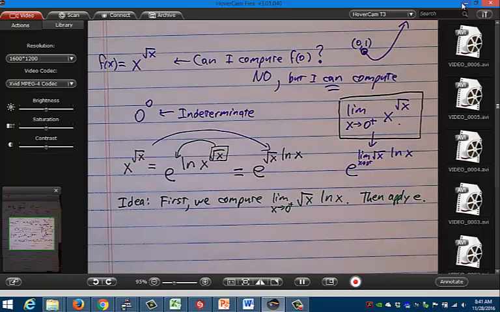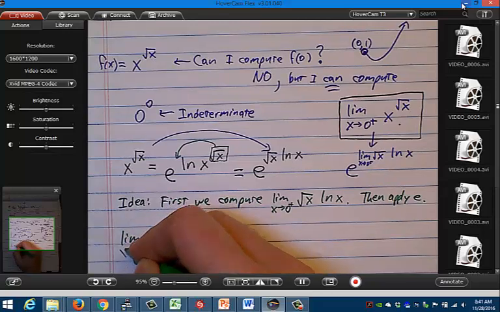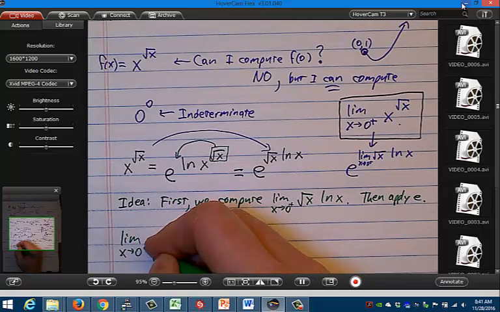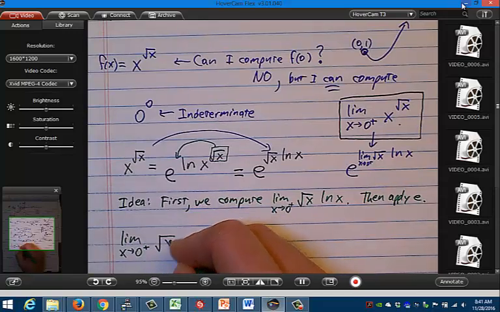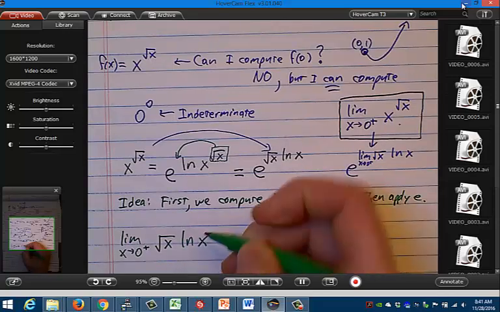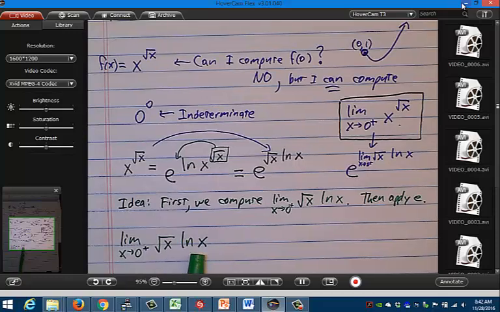Yeah, question? It says limit as x approaches 0, right? It does, yeah. Limit as x approaches 0. Matter of fact, let me write it more clearly down here. Limit as x approaches 0 from the positive side, and again it was square root of x times the ln of x. And you might say, hey, why is this not easy to compute? I mean, can't you plug in a 0 here? Sure. What's the square root of 0? Can you plug in a 0 here, though?